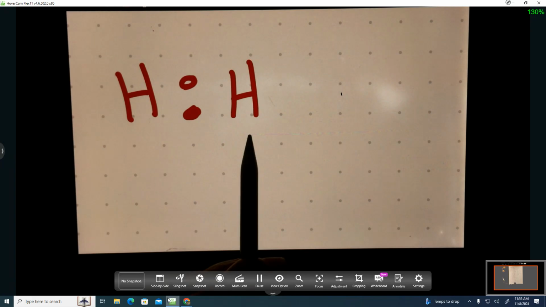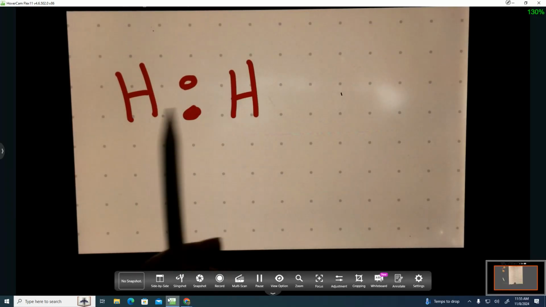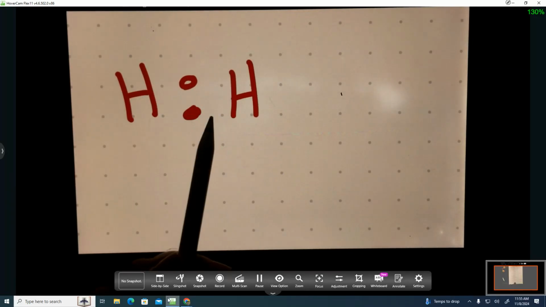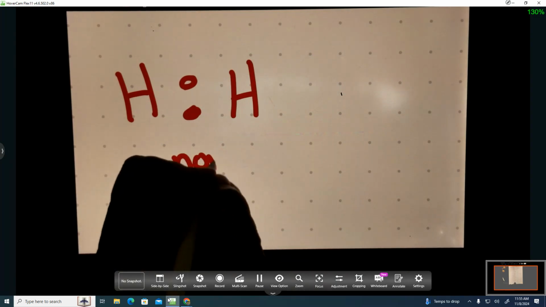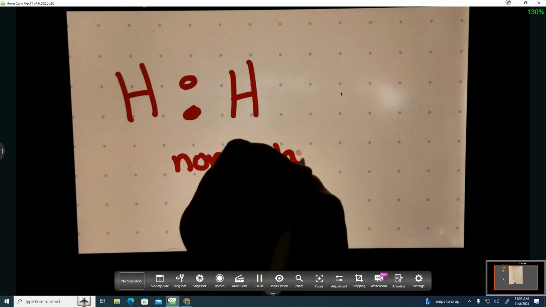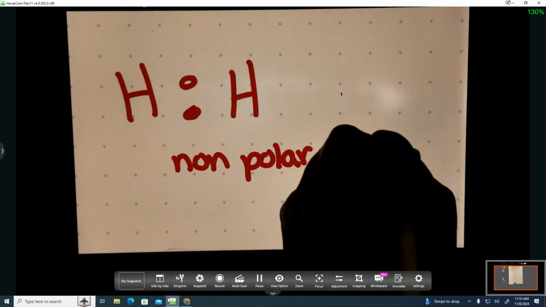Because they are right smack dab in the middle, that is called a nonpolar bond. There's no side of this bond that is more positive or more negative than the other side. So this is a nonpolar single covalent bond.